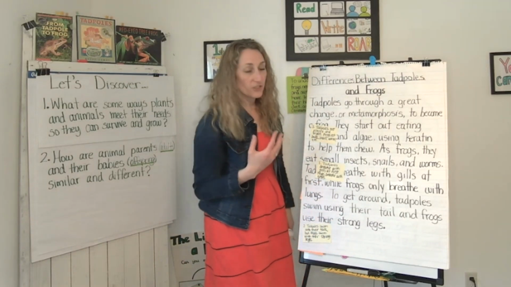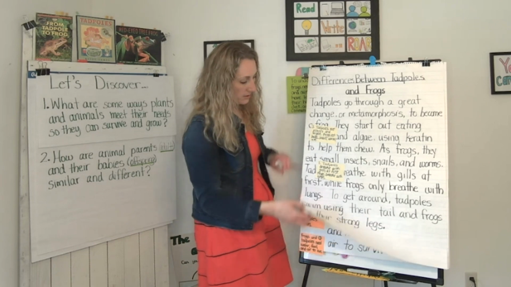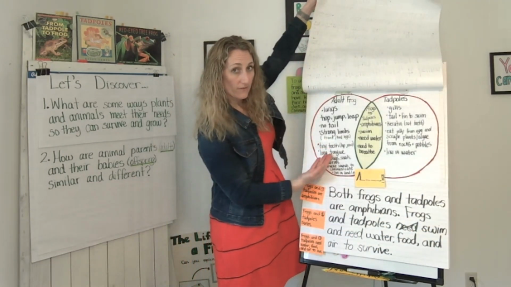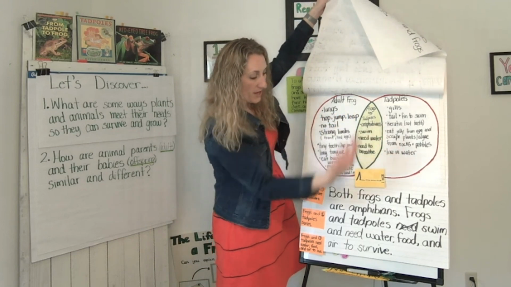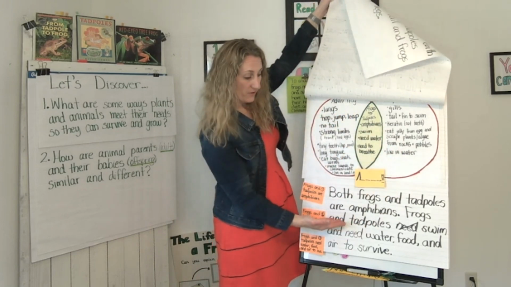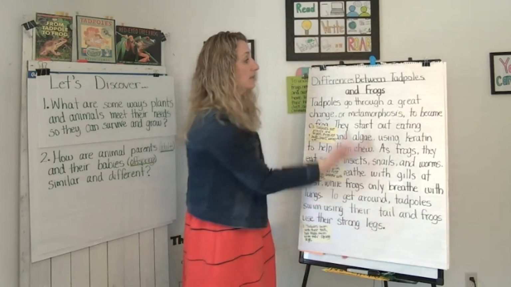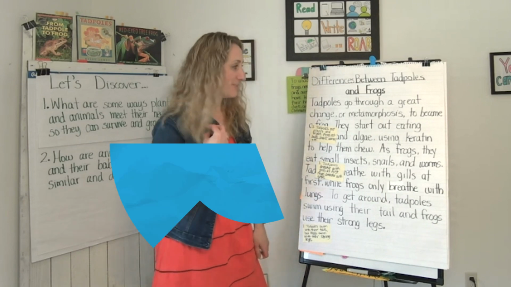So what we really learned to do was to use a tool. The tool we used was our Venn diagram to put all of our ideas and think about how things were different or the same. We did a summary of ways that frogs and tadpoles were the same. And then we did a larger summary of the differences between tadpoles and frogs.